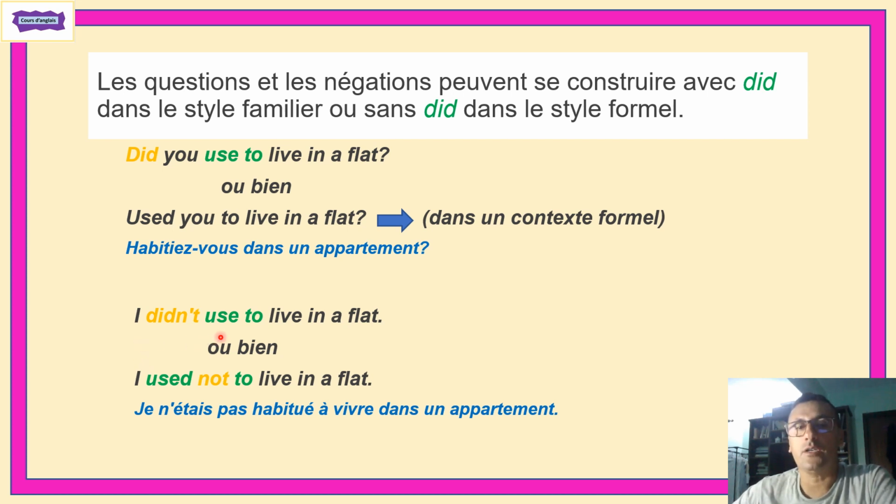I didn't use to live in a flat. Ou bien, I used not to live in a flat. C'est le cas de la négation. On peut dire I didn't use to live, ainsi de suite, ou bien I used not to live in a flat. Qui veut dire en français, je n'étais pas habitué à vivre dans un appartement.